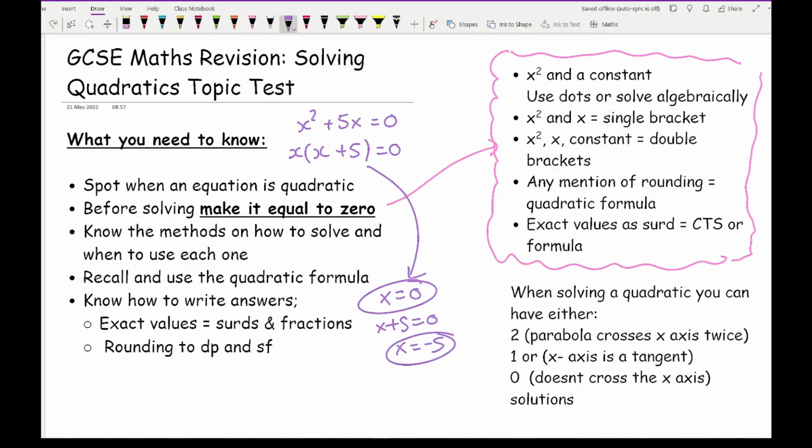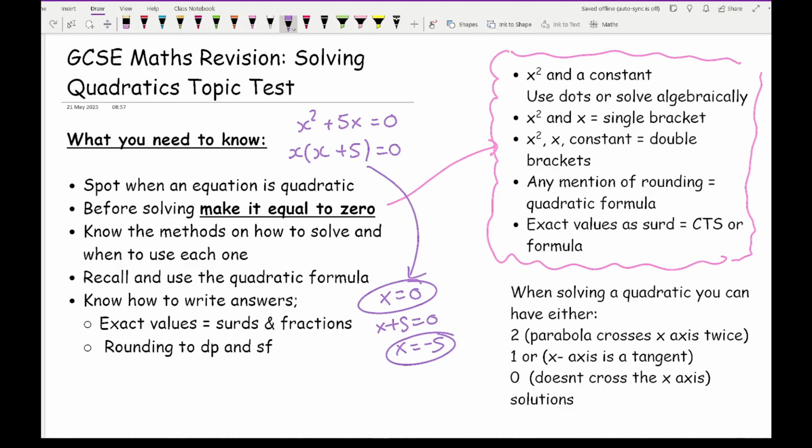So if they mention anything about exact values, then again, you've got a couple of options which you can use, but basically do not give your answers as decimals, particularly if you're on a calculator paper. It'd be very tempting to do that, but just make sure that your answers are going to be a surd or a fraction.